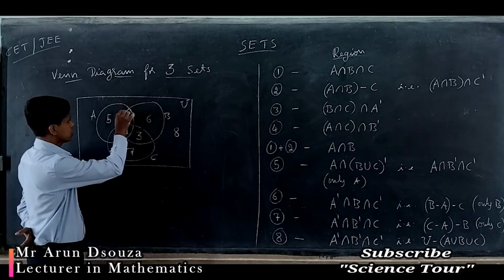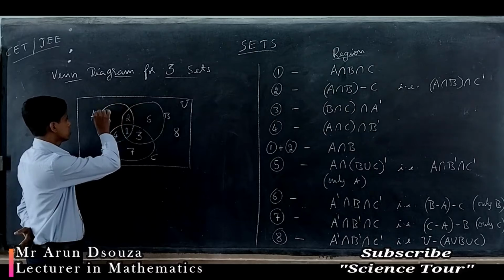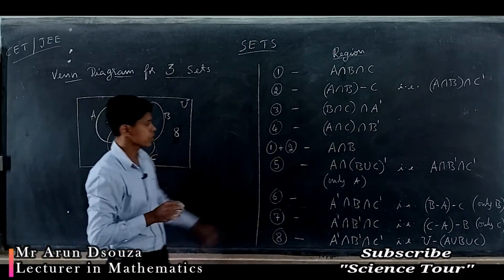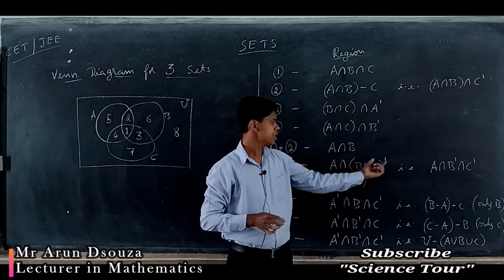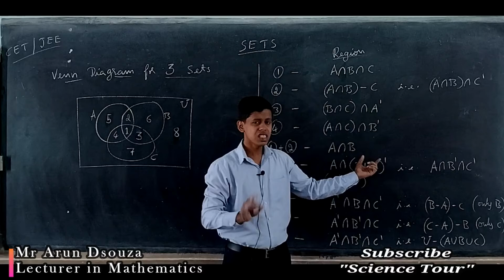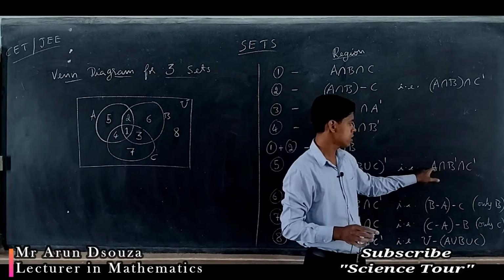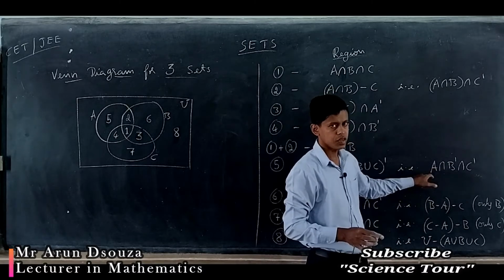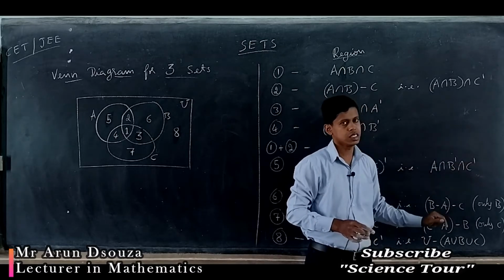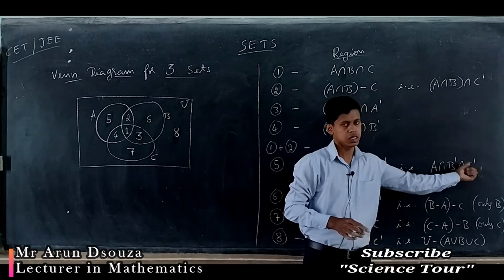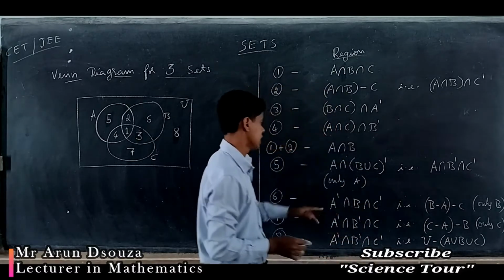Fifth is only this region. So that is only A, of course. And how do you write only A? You can write A intersection B union C whole dash. B union C is not there. That means B is not there, C is not there. How do you read this? It is the set in which you have A and not B and not C. A but not B but not C. So it is only A, exclusively A.